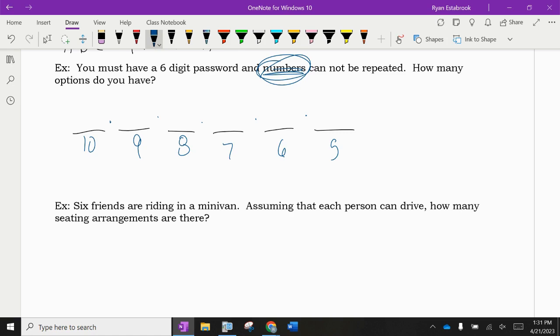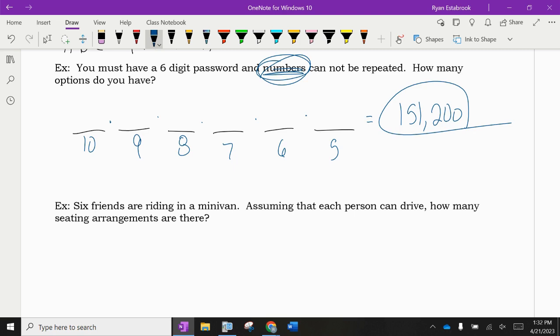So here's my fundamental counting principle again. I can't just randomly say 6 factorial because I see a 6. I have to think about the scenario. 10 possibilities times 9 times 8 times 7 times 6 times 5. Multiply that up. This is how many possibilities we have. Total of 151,200 possibilities.